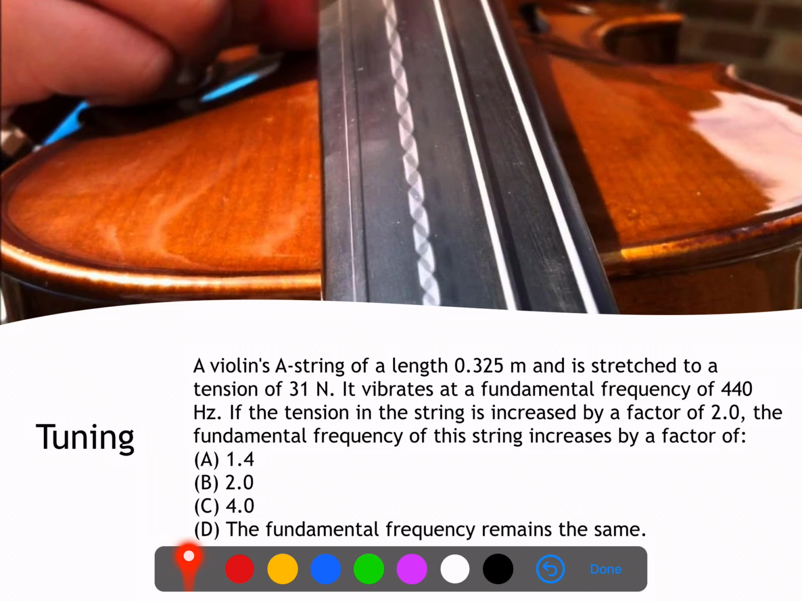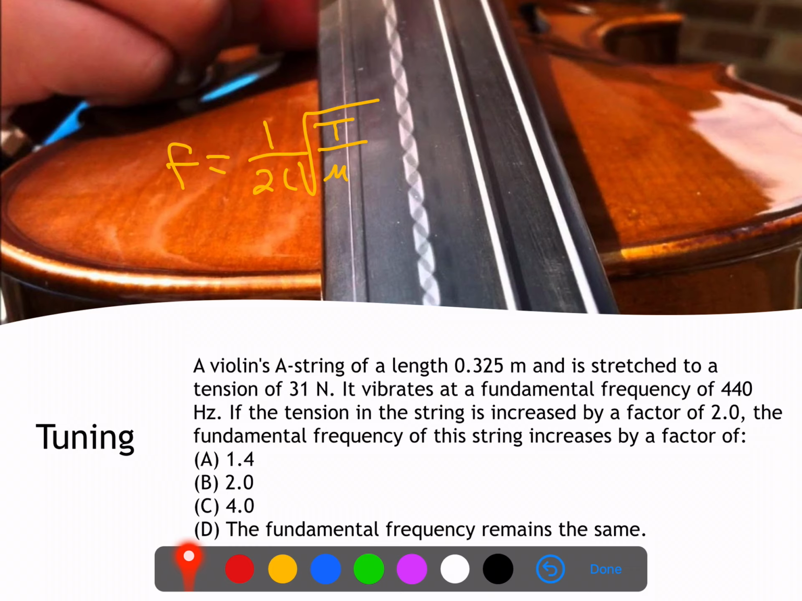So let's go back to the equation that we had before, which was that the frequency is 1 over twice the length times the square root of tension over mass density. Now in the tuning process, we are not changing the length of the string from end pin to bridge, nor are we changing the mass density of the string. The only thing we're changing is the tension.